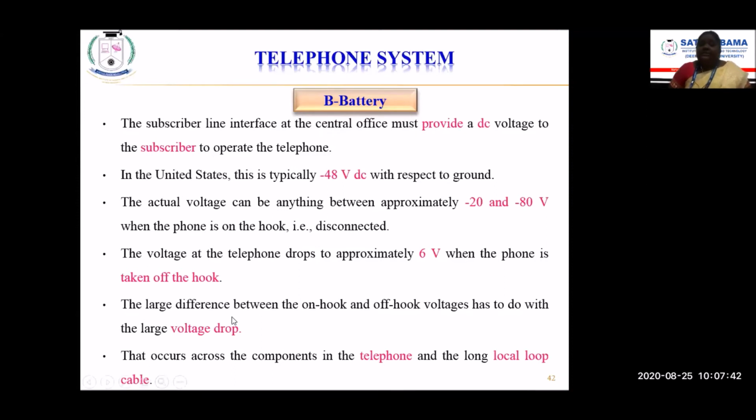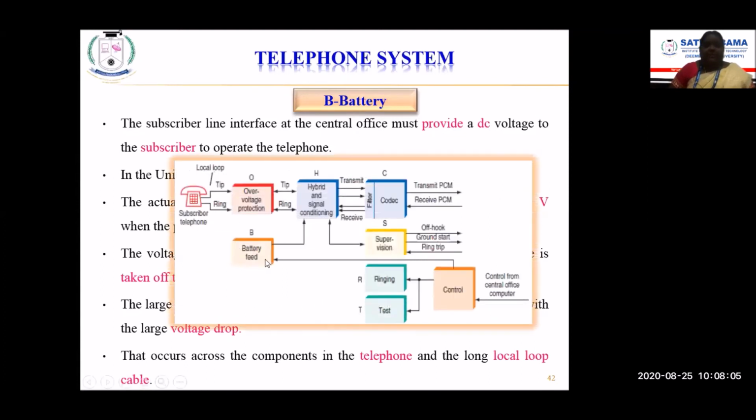Now, the larger voltage difference between the on-hook and the off-hook voltages has to do with the voltage drop. Whenever this voltage drop occurs, it occurs across the components in the telephone and the local load. So that will be supplying power. That is a battery operation, which provides a supply of 6 volts to all the internal circuitry components. So that is about the battery function, which is the first functionality, B.